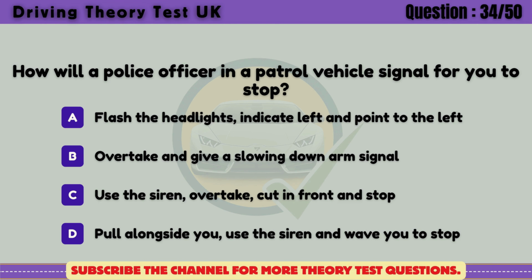Option A. Flash the headlights, indicate left and point to the left. B. Overtake and give a slowing down arm signal. C. Use the siren, overtake, cut in front and stop. D. Pull alongside you, use the siren and wave you to stop.